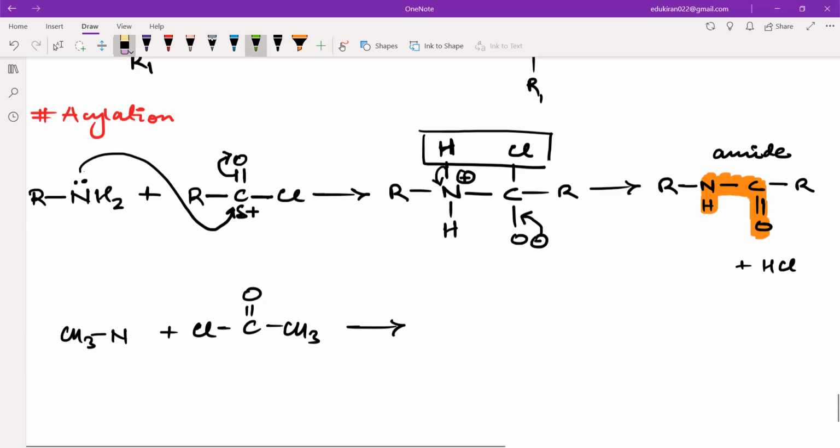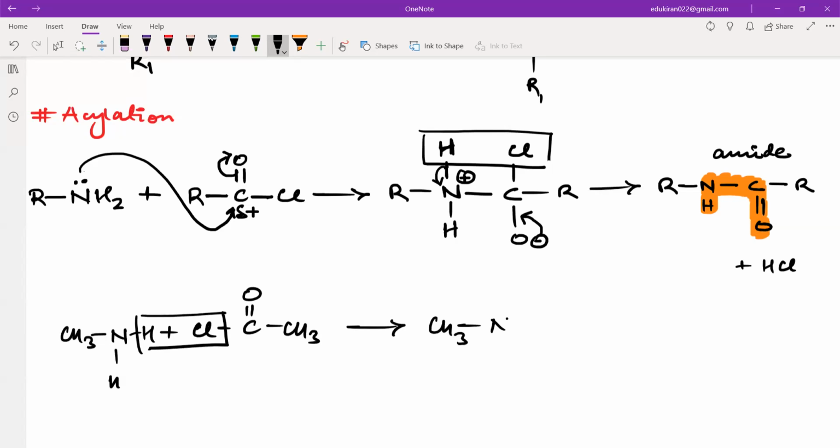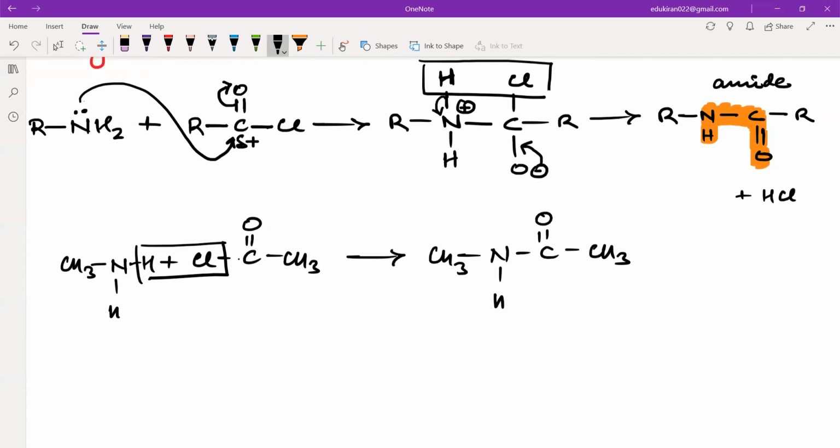Now, there are two hydrogens on the nitrogen. So this hydrogen and chlorine will get together and be eliminated. You will get CH3, which is bonded to nitrogen. This nitrogen is bonded to hydrogen. This nitrogen will then be further bonded to carbon, C double bond O and CH3. How will we name this? First of all, identify the functional group. This is going to be amide.